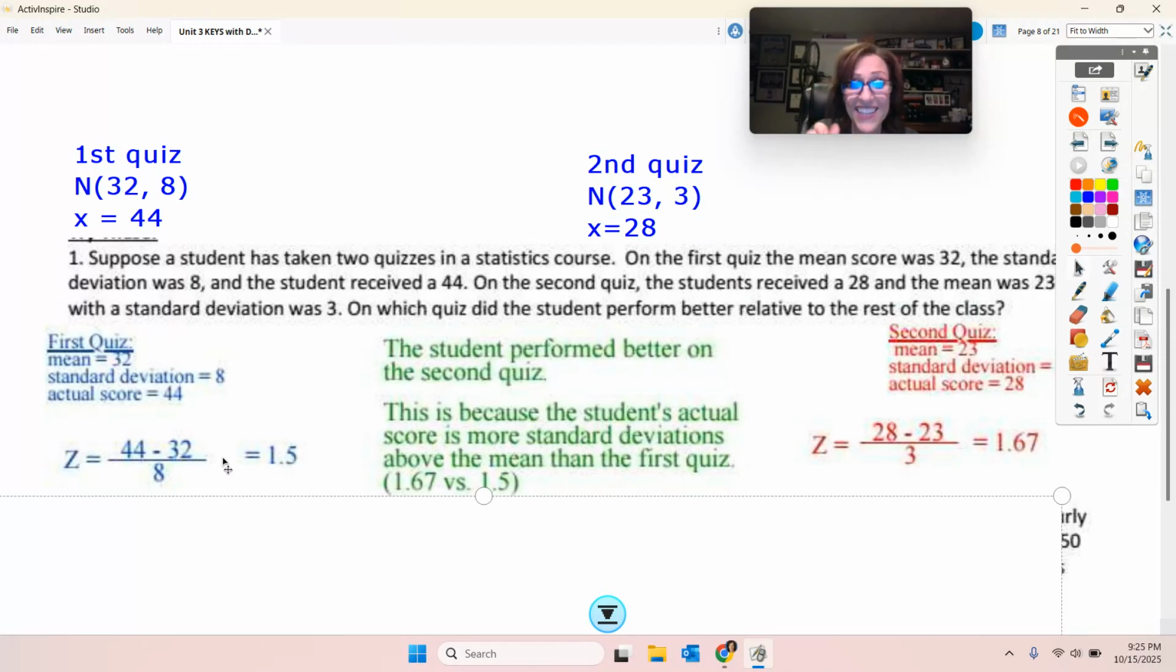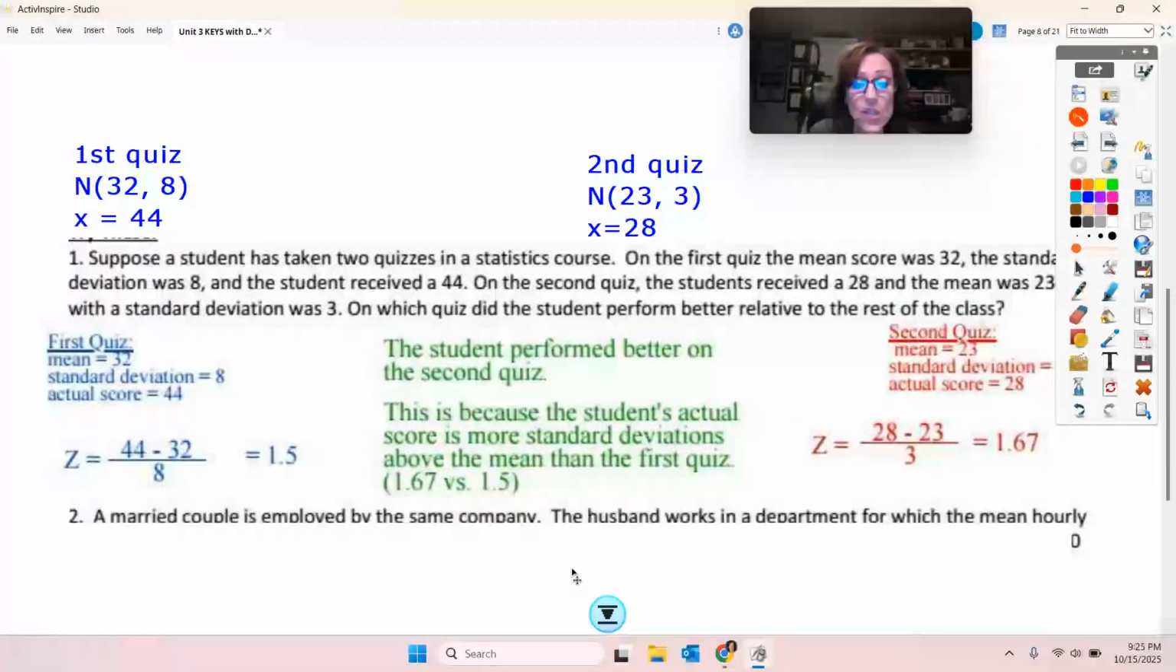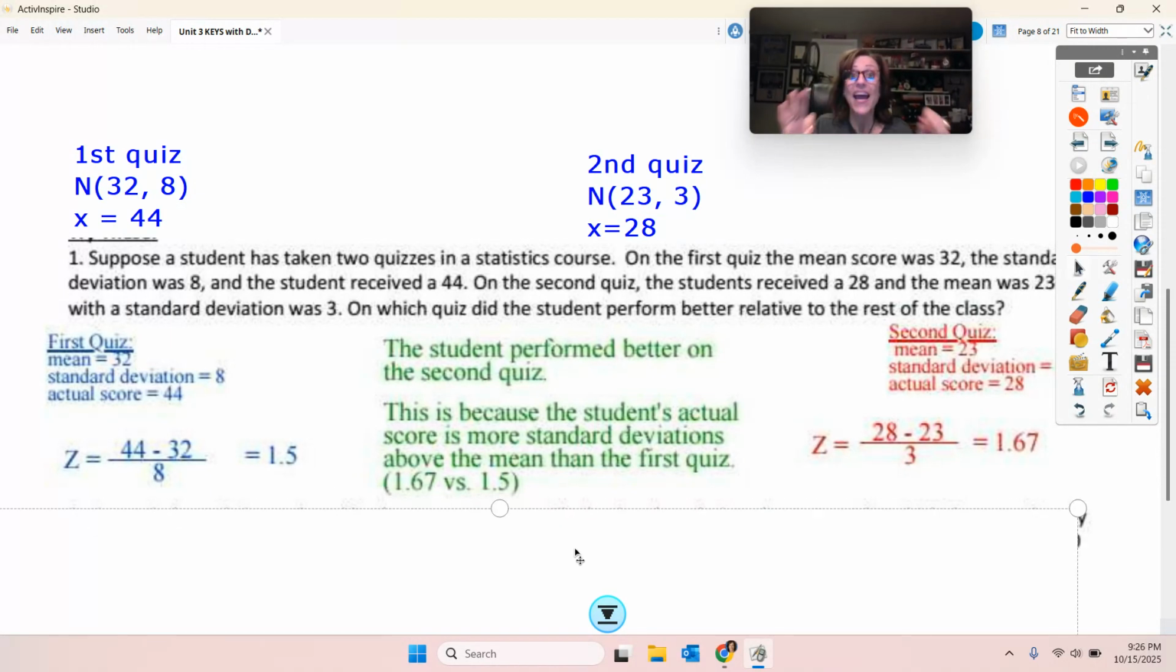Okay, so that's the big deal. That's the way we will compare two different kinds of things, whether it's apples and oranges. Here was the first quiz, the second quiz with different grade distributions, okay? That is how you compare.